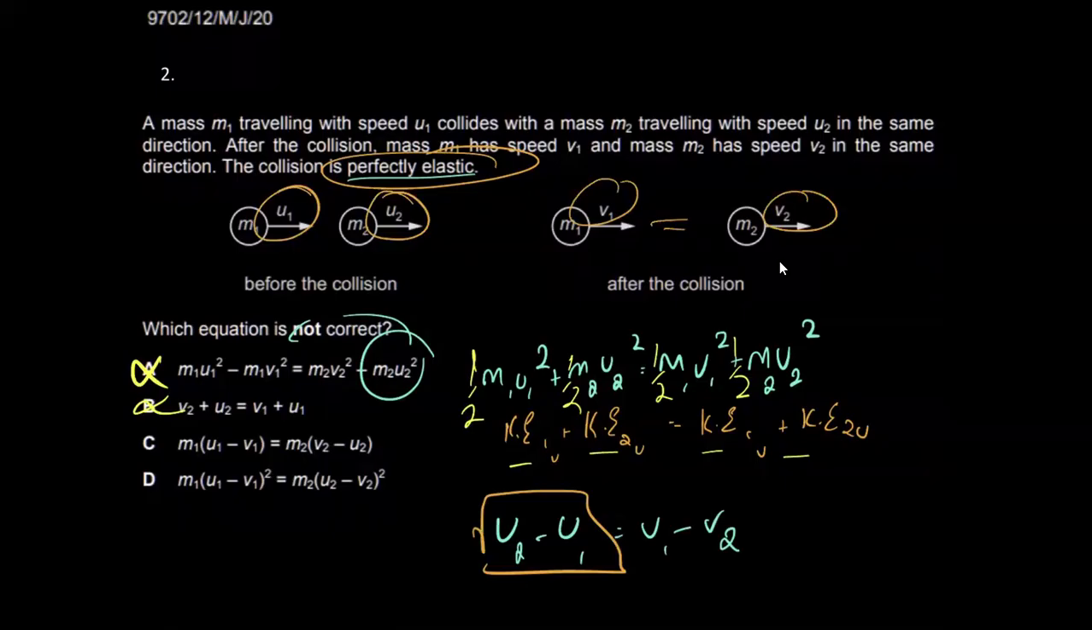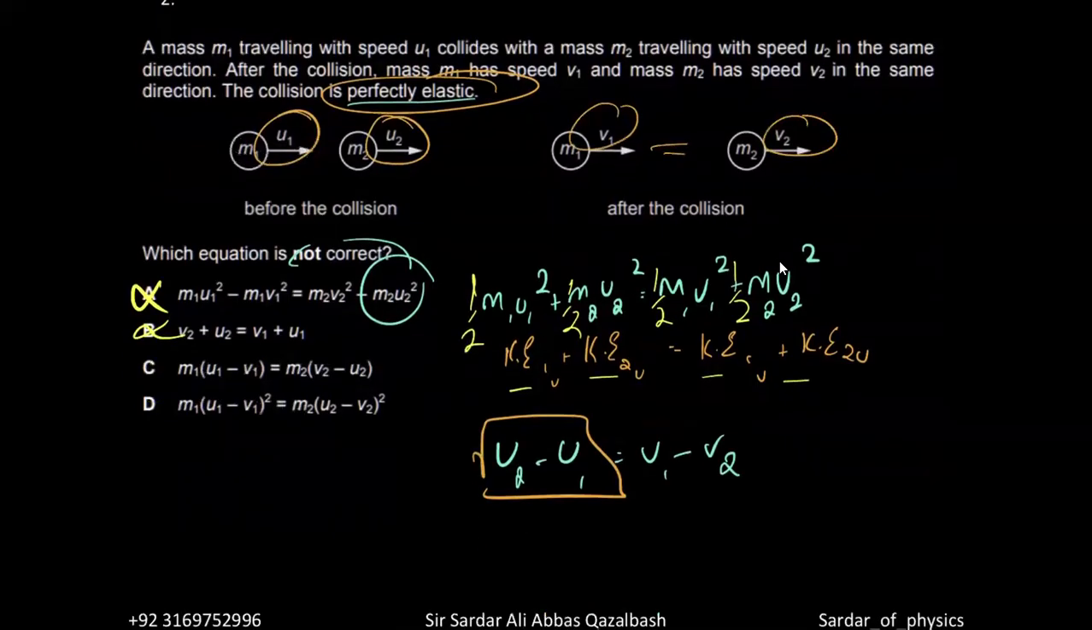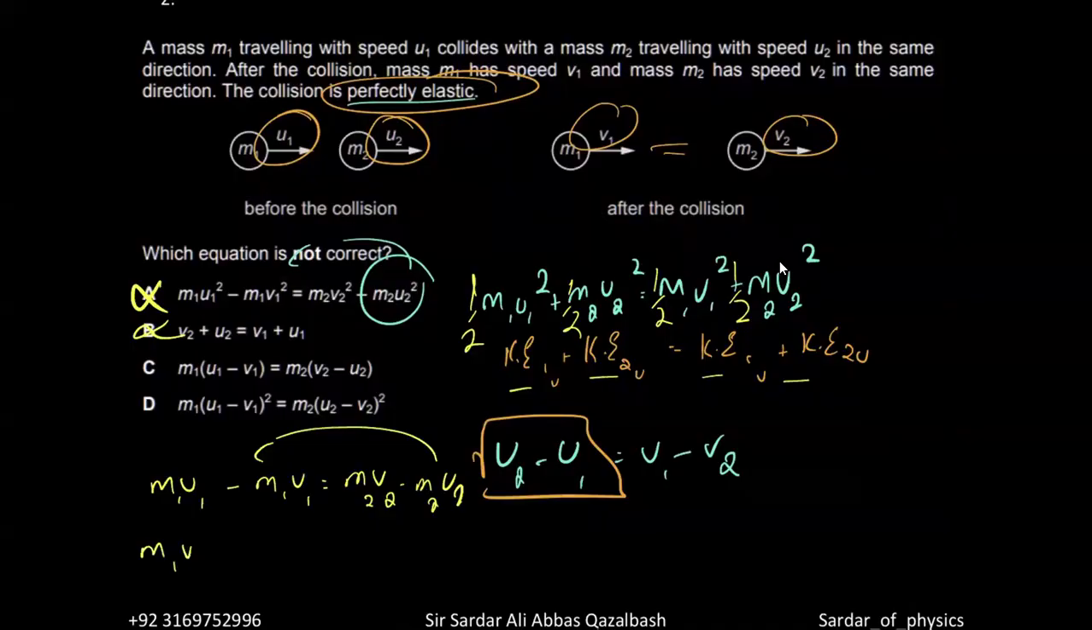तो ये भी हमारे पास ठीक बनती है. C देखते हैं. C में guys we have M1 U1 minus M1 V1 plus M2 V2 minus M. मुझे तो ये भी ठीक लग रही है. If I take this on the other side, M1 U1 plus M2 U2 is equal to M1 V1 plus M2 V2. Guys, this is law of conservation of momentum. This is basically your entire topic. तो ये भी equation ठीक है. तो of course the answer is going to be D.